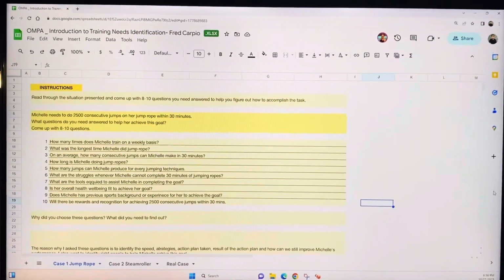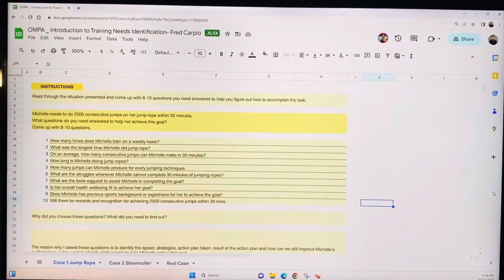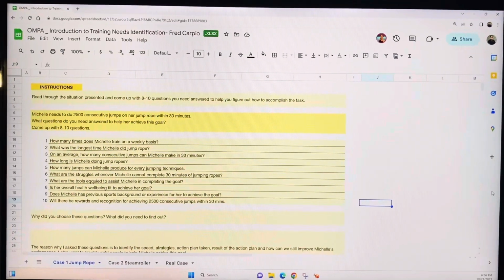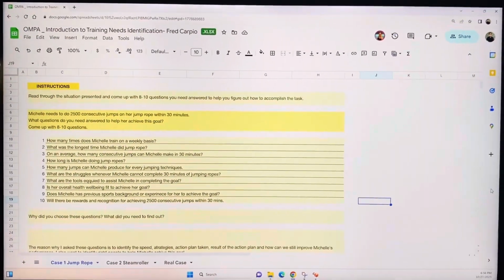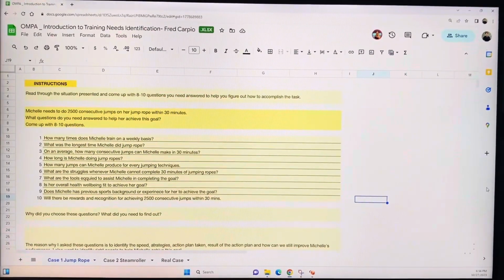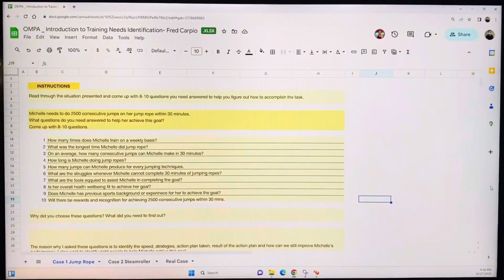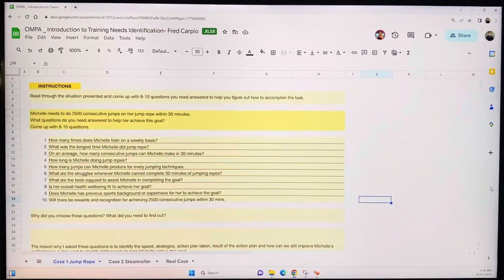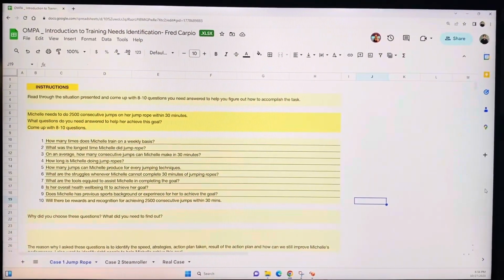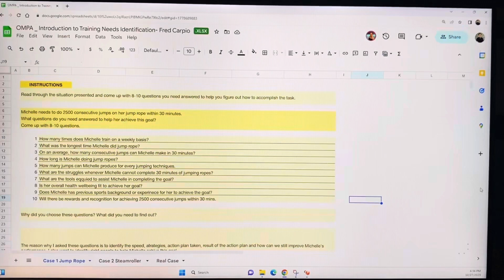Today, I'll be doing Introduction to Training Needs Analysis as my final activity for OMPA. Shout out to Burns Pineda, LXL Manager for FEX. She helped me with this activity. Thank you so much, Burns. So let's go ahead and get started.